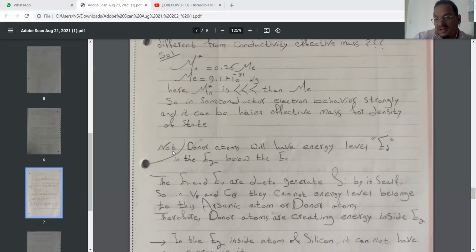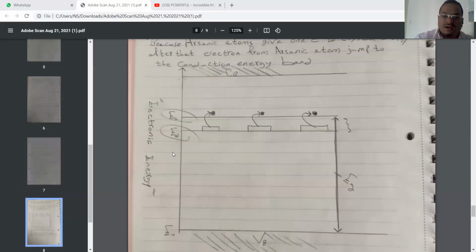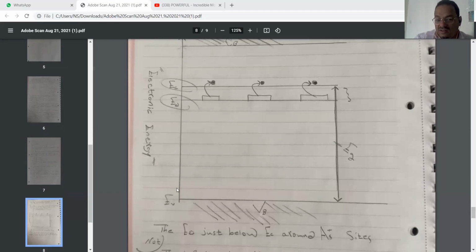Like I said at the last lecture, let me show the diagram. Here, EV is the valence energy band at the bottom line, and the top line shows the conduction energy band. Between these two lines is the energy band gap. Here ED is created inside the energy band gap. As we know, ED means the donor energy level.